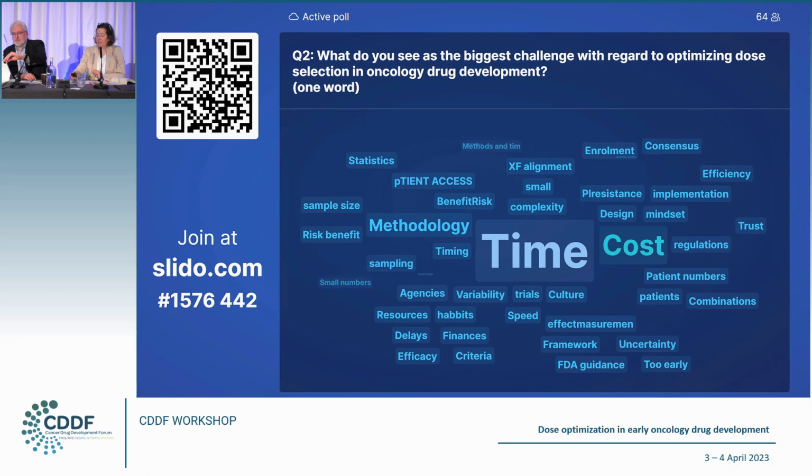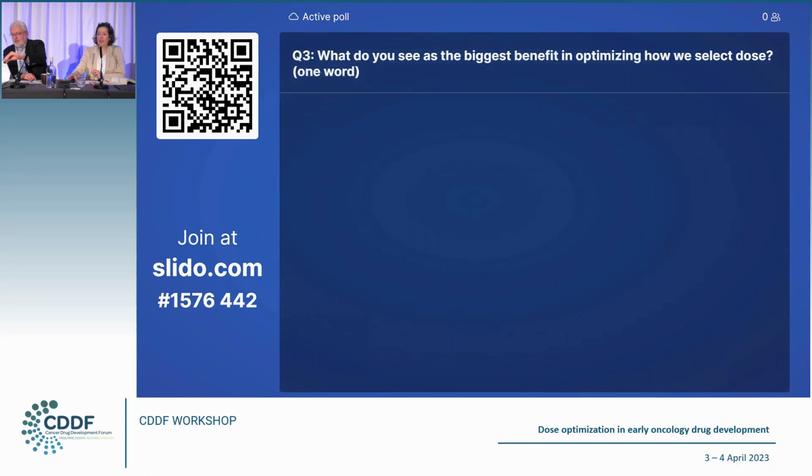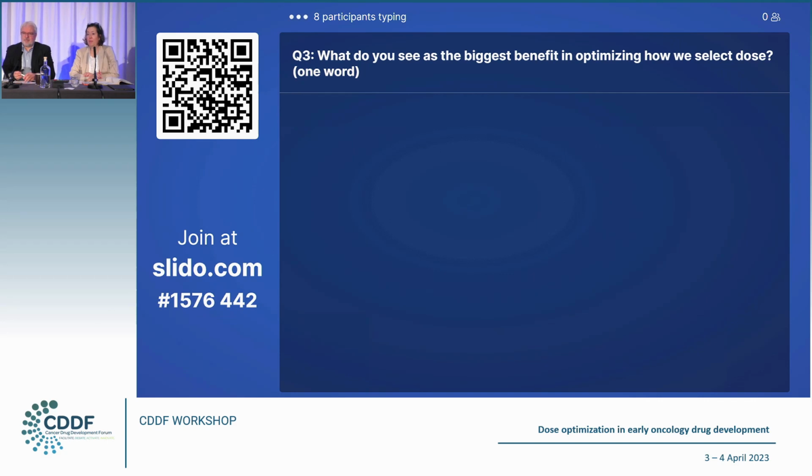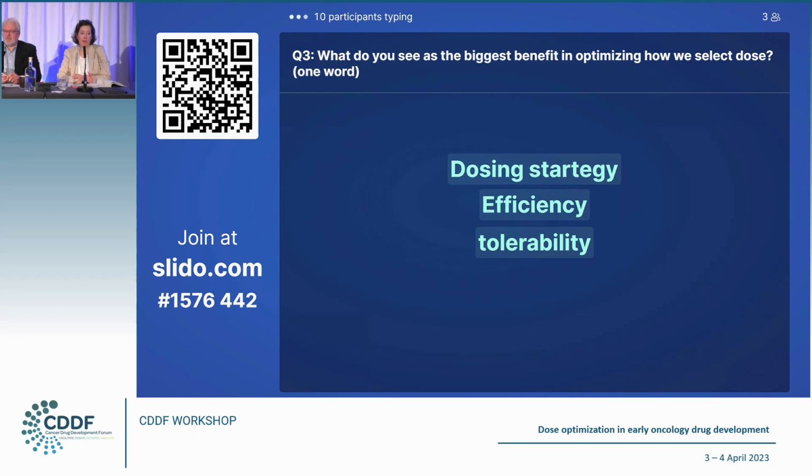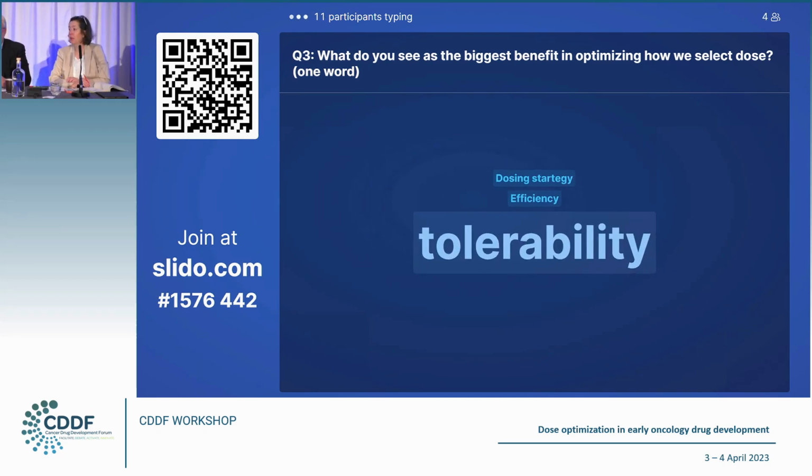And then last but not least, our last question is, if we have these challenges, like time and cost, is it actually worth doing so? What do you actually expect as a benefit if we do so? So can I please ask you to also, in one word, describe what you see as a benefit? If we lose time, if we have more costs, what would be the benefit to patients?